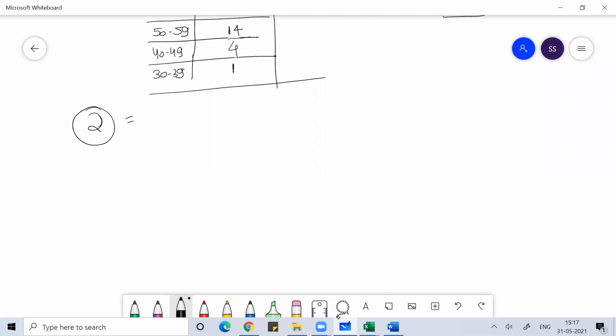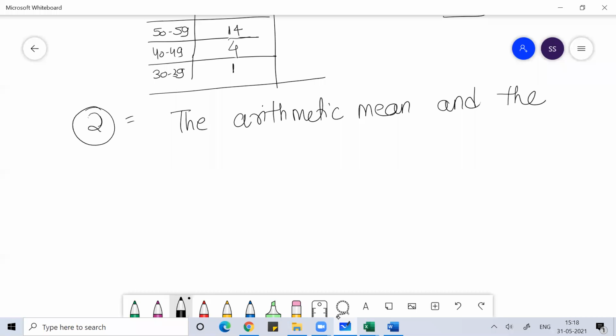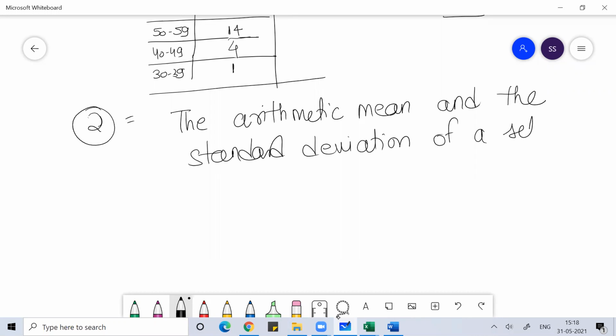Write down the problem. This is the next assignment. Find the arithmetic mean and the standard deviation. Set of numbers 4, 3, 5 respectively.